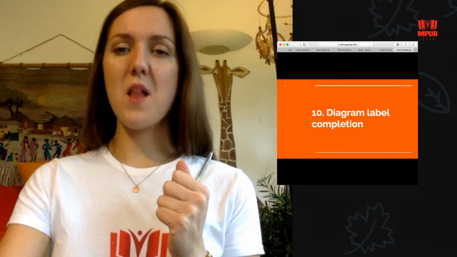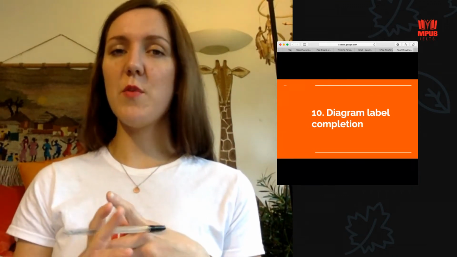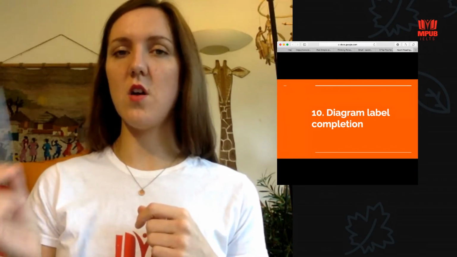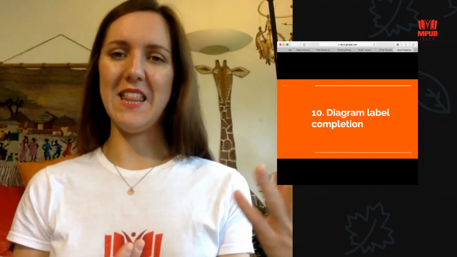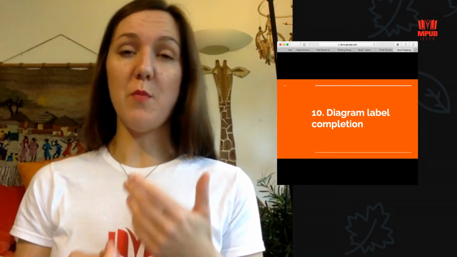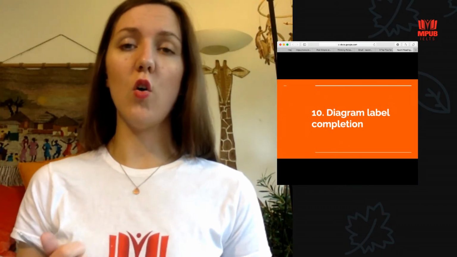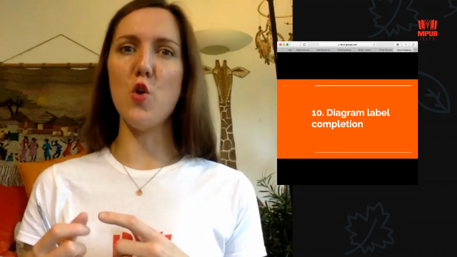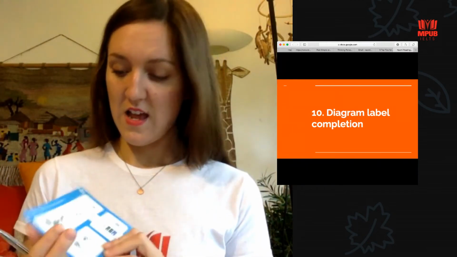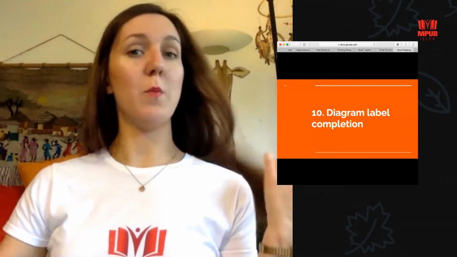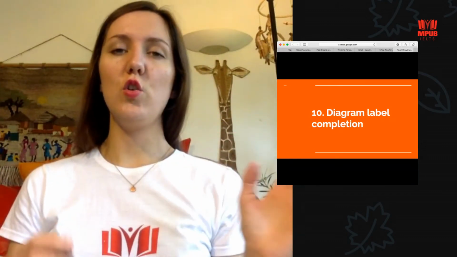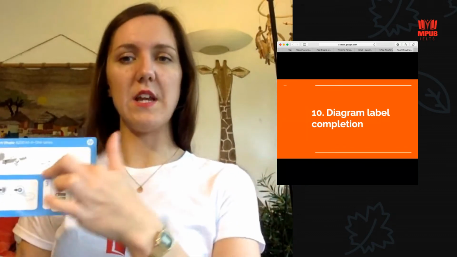Diagram label completion. In this type of question, you have to complete the labels on a diagram. The diagram is based on a description in the text. It might be a type of machine or part of a building or other information in the text that can be shown in pictures. For example, here, I have my text about my printer, and here I have the pictures showing in pictures what it says in the text. Yeah, you might get something like that, and you need to fill out the labels that are pointing to the pictures.